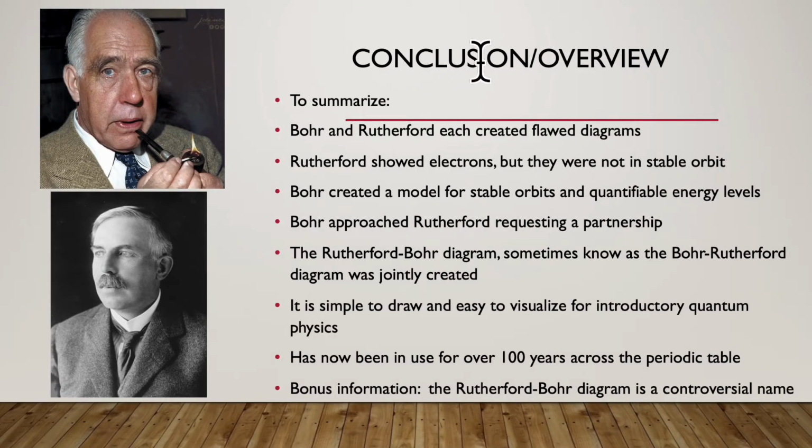Now, to conclude, basically in summary, Bohr and Rutherford each created flawed diagrams. Rutherford showed electrons, but they were not in stable orbit. So Bohr created a model for stable orbits and quantifiable energy levels. Bohr approached Rutherford requesting the partnership, and of course the Rutherford-Bohr diagram, sometimes known as the Bohr-Rutherford diagram, was jointly created between the two of them, and it was in 1913 that it was released.